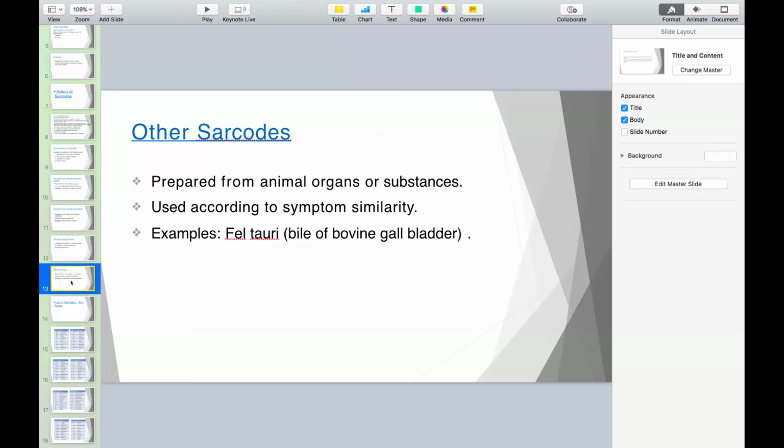Other, it is prepared from animal organs or substances, usually based on similarity. It is the bile of a bovine gallbladder. It is prepared from that and is used in the particular case of a gallbladder stone.